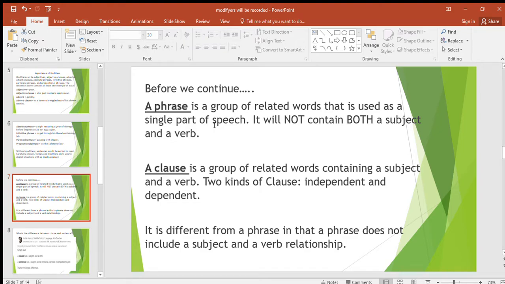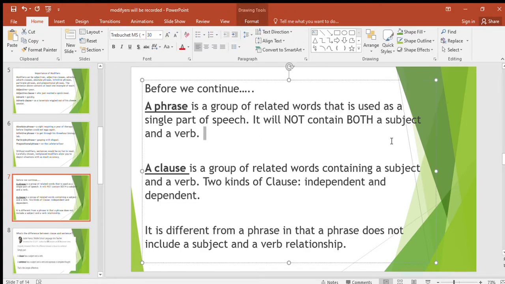It does not contain both a subject and a verb. While a clause, on the other hand, is a group of related words containing a subject and a verb. And we have two different kinds: the independent, one that can stand alone, and the dependent one that cannot stand alone.